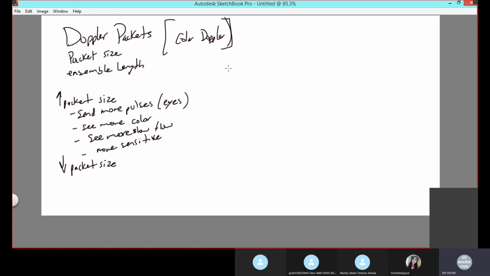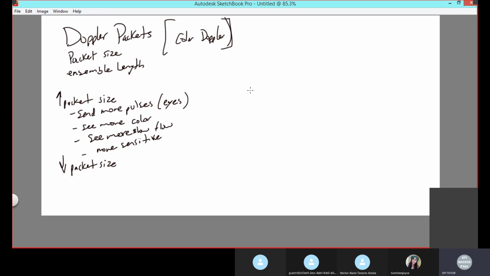Now machines nowadays don't really carry the word packet size. Maybe GE does. I know Philips really don't. So if you're asking where is packet size, it might not be on your machine. It might be somewhere in the back on a sub menu somewhere. So we don't really adjust these. But for the exam, you have to know what packet size is, the different names for it, okay, and what they do.